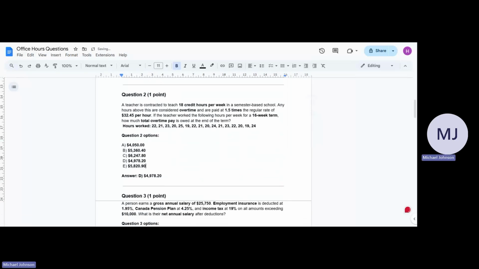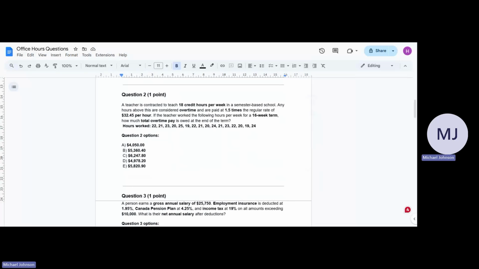And then the next question here, a teacher is contracted to teach 18 credit hours per week in a semester-based school. Any hours above this are considered overtime, paid at 1.5 times the regular rate of $32.45 per hour. Teacher worked the following hours per week for a 16-week term. How much total overtime pay is owed at the end of the term?